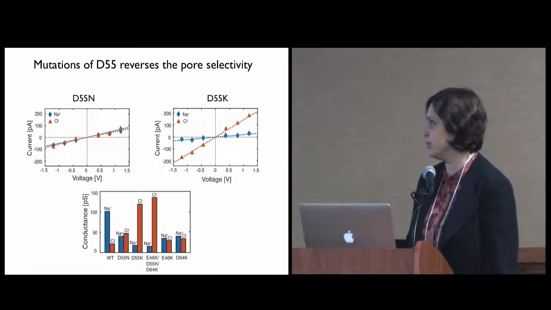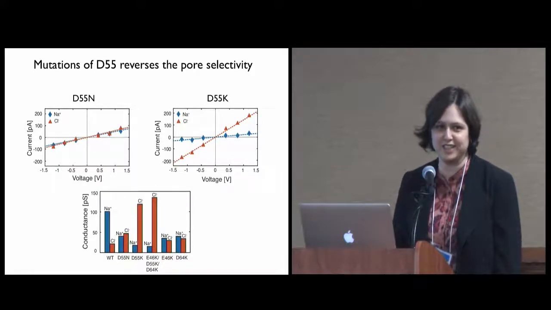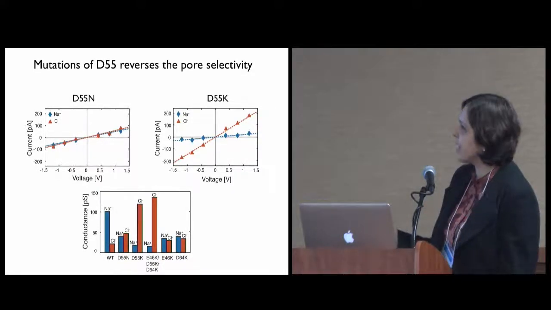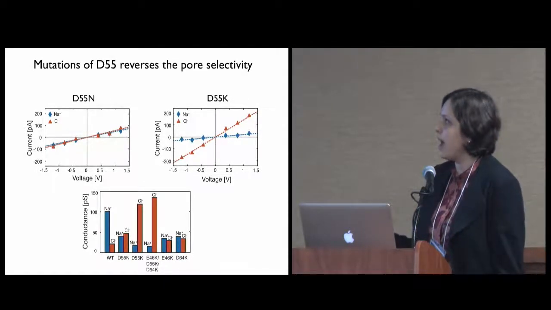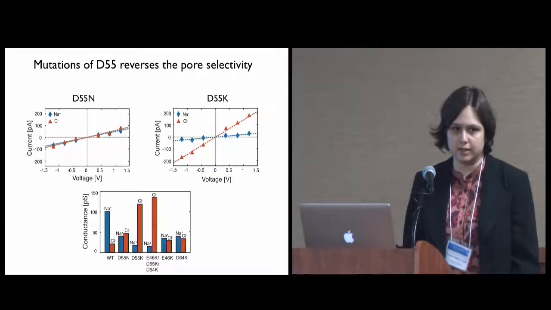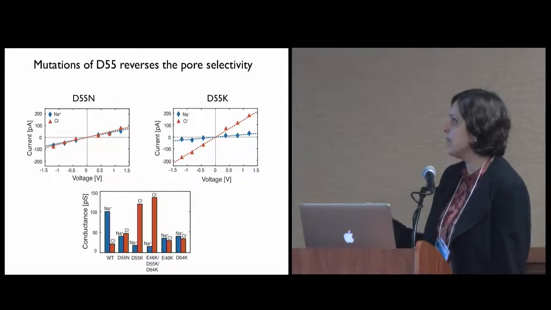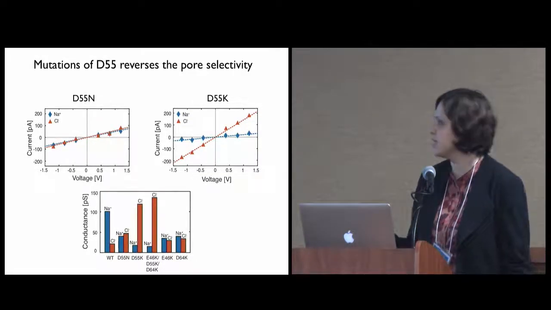And this is what we did. We did this first in the simulation, and then we asked them to do it. So this is exactly what we see in the simulation. We neutralize this residue. This is again the IV curve for sodium and chloride, and we can see we lose the charge selectivity. And if we make it positive, we have, of course, anion selectivity.